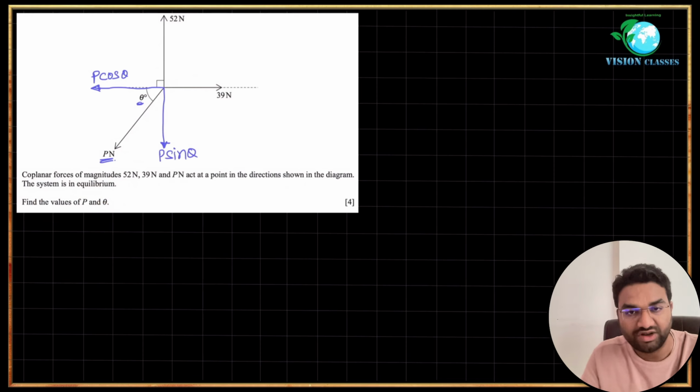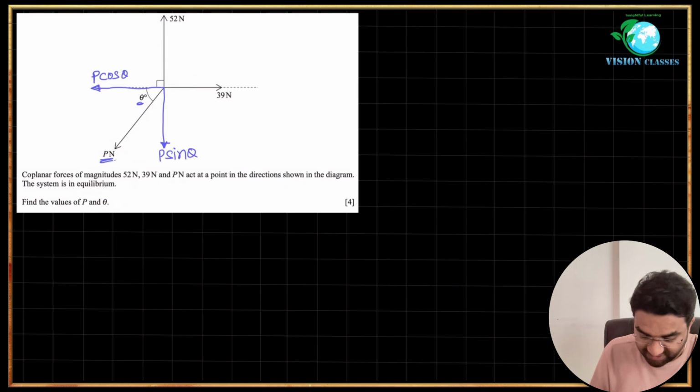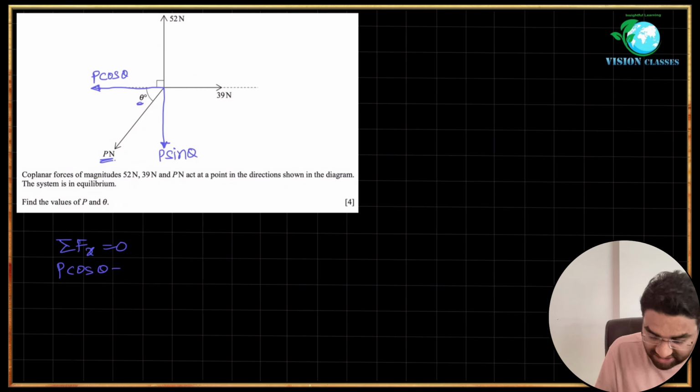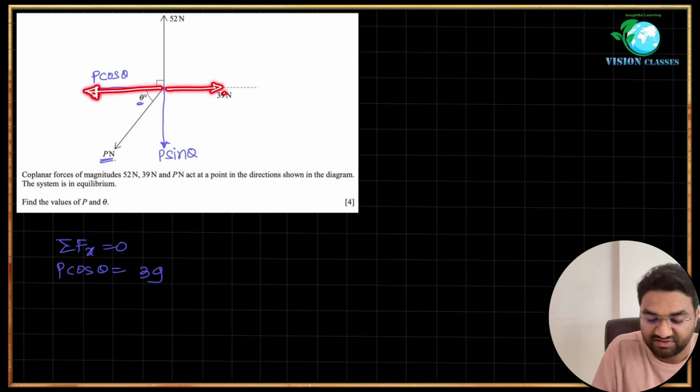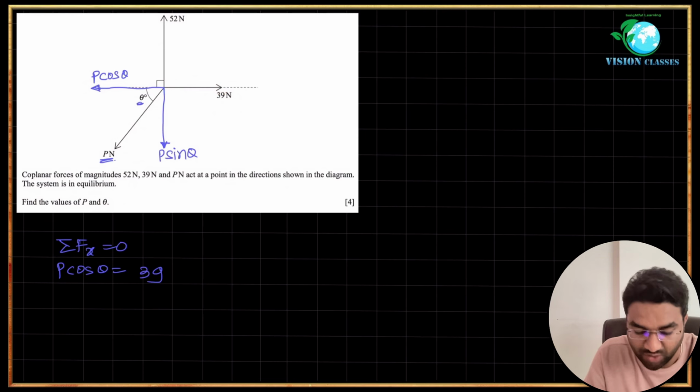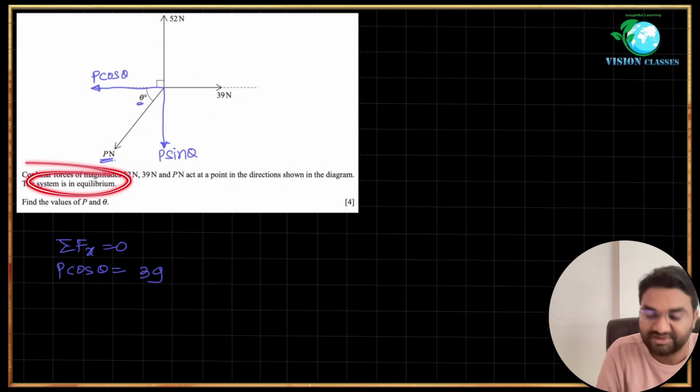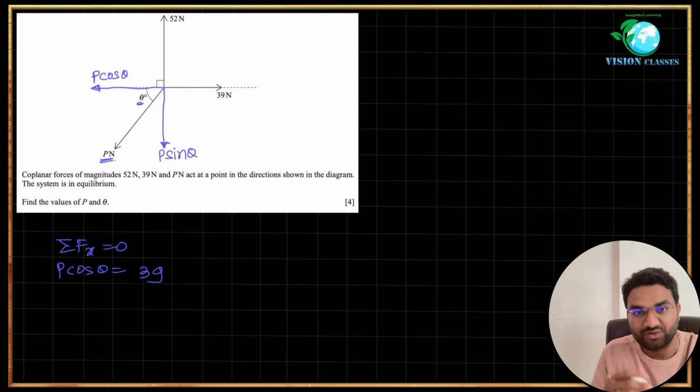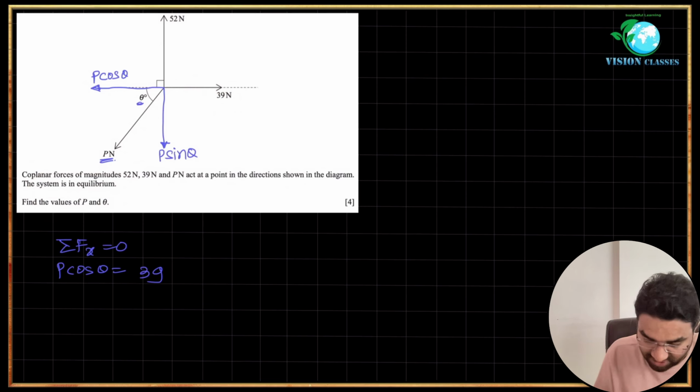Once you're done with resolving, you can use the summation of Fx equal to 0. So P cos theta is equal to 39 N. This one is going leftward and 39 is the force on the rightward. They are equal because this system is in equilibrium. So we have to resolve along the x-axis and along the y-axis.